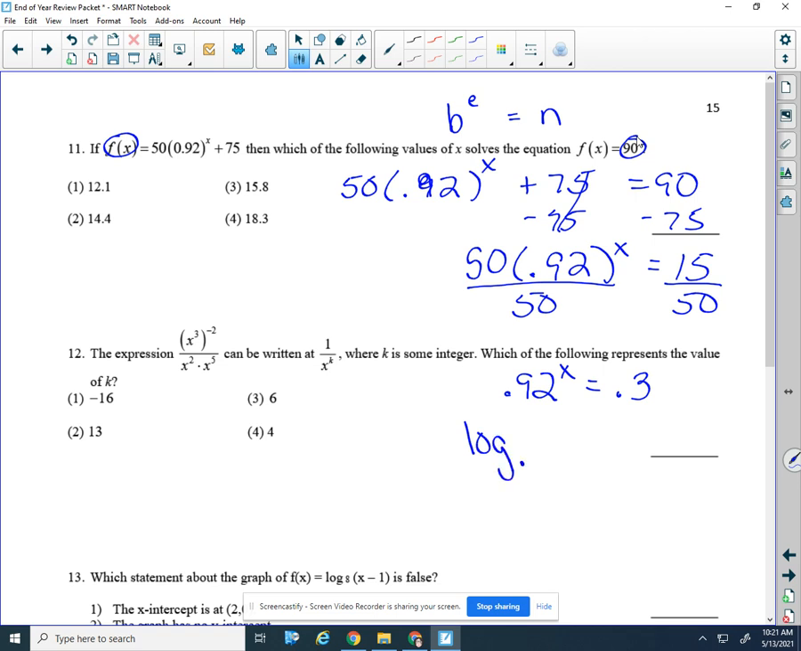Log base, number equals exponent. You can use this on Delta Math, I believe, or your graphing calculator, alpha window number 2, and you get x equals 14.439, which is option 2.